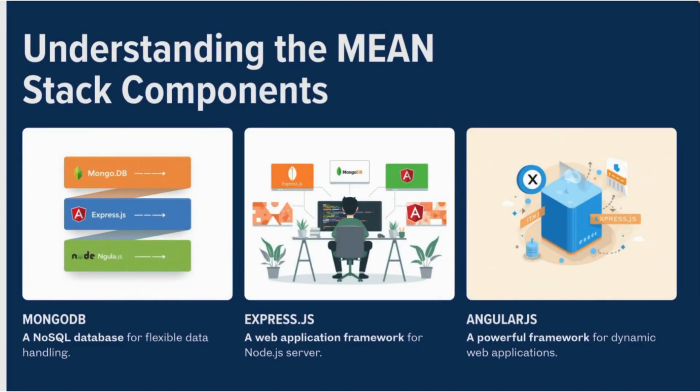Okay, let's start with the MEAN stack. MEAN stands for M for MongoDB, E for Express.js, A for Angular, N for Node.js. The biggest advantage of the MEAN stack is that everything uses JavaScript. Front end JavaScript, back end JavaScript, server also JavaScript.